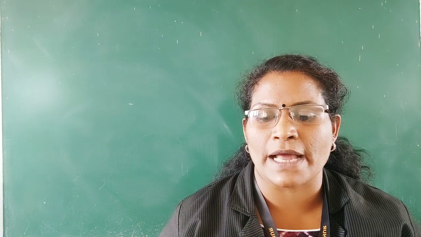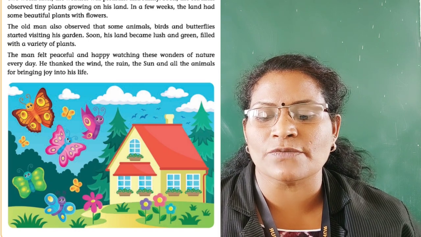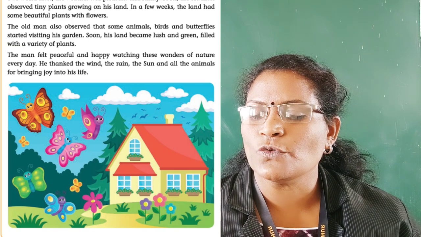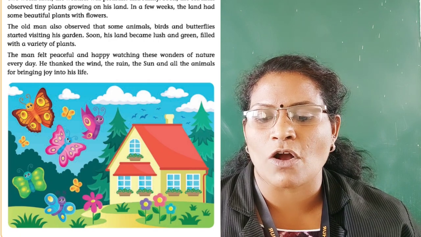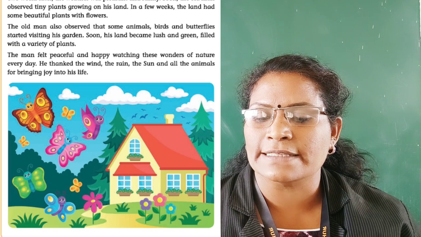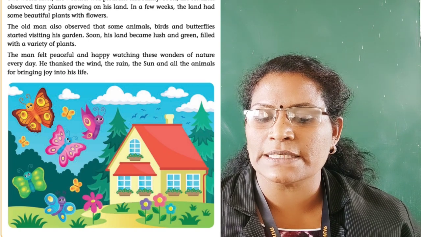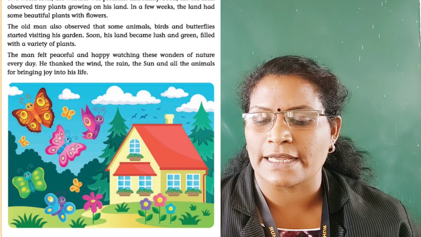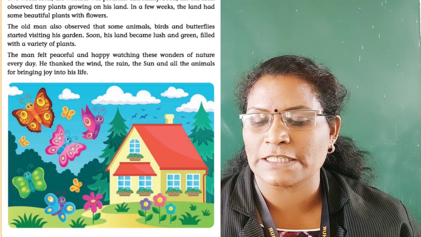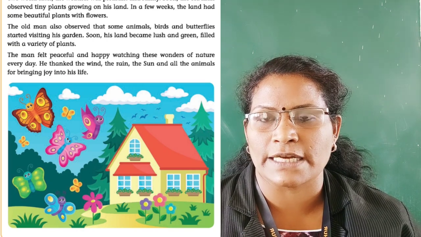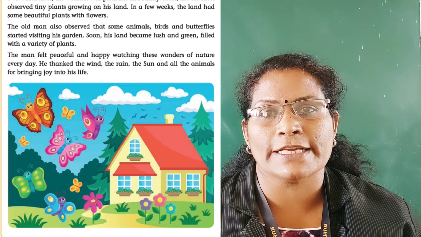There was once an old man who bought a house with an open land around it. After a hot summer, the weather turned windy and rainy. Two weeks later, the weather was pleasant and sunny. Soon the old man observed tiny plants growing on his land. In a few weeks, the land had some beautiful plants with flowers. The old man also observed that some animals, birds and butterflies started visiting his garden. Soon his land became lush and green, filled with a variety of plants. The man felt peaceful and happy watching these wonders of nature every day. He thanked the wind, rain, the sun and all the animals for bringing joy into his life.